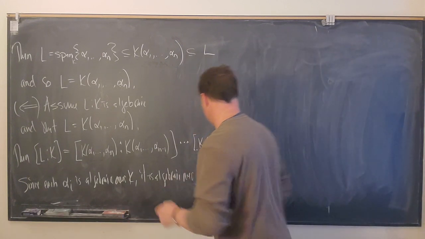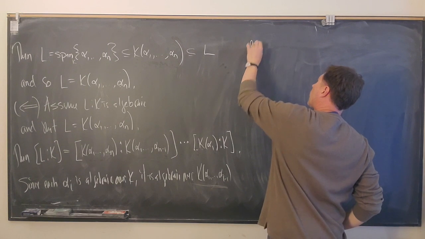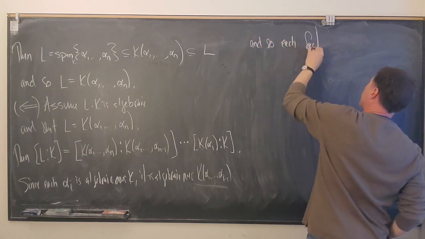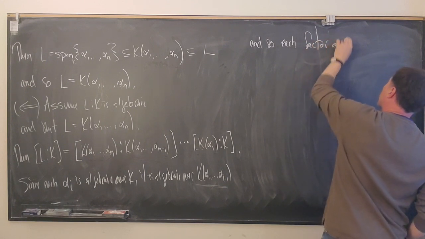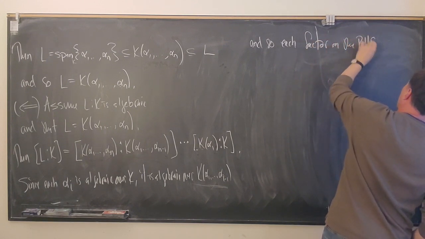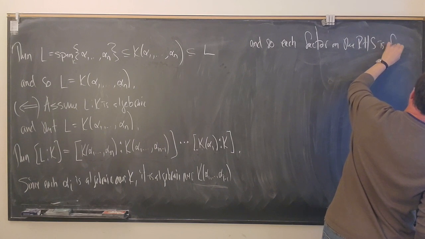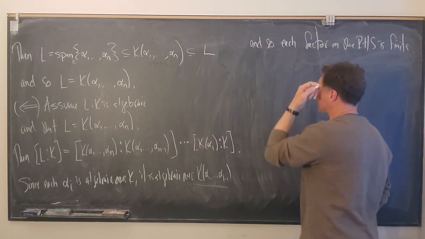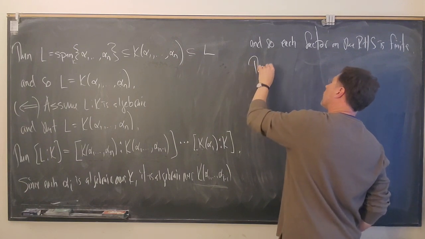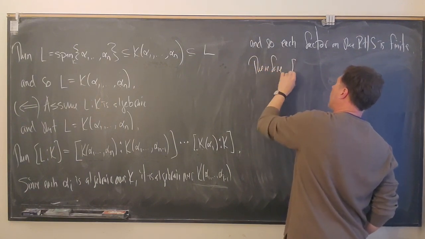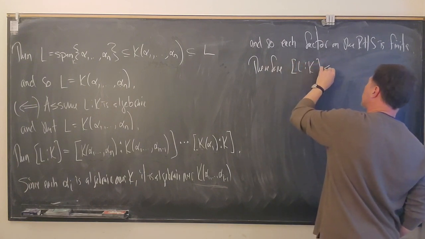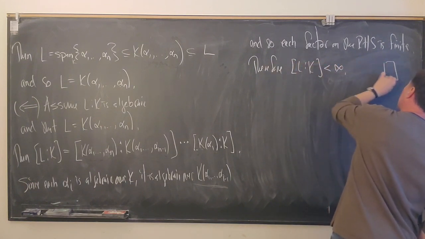We can say, and so each factor on the right-hand side is finite, and so multiply that out and you get finite on the left-hand side. Therefore, L over K is finite, and that completes the proof.